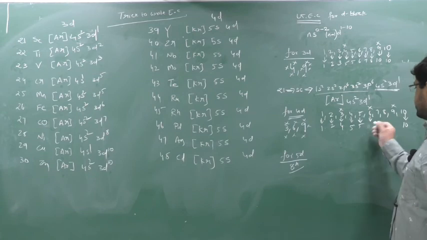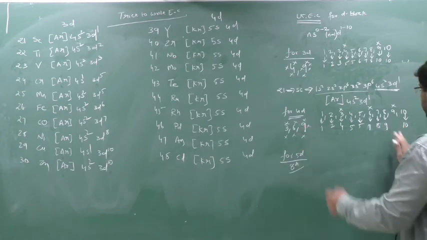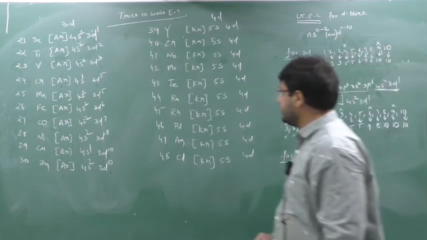6 should not be taken. So after 6 what will come? 7. 7 has come. Now what will come? 8. 8 has come. After 8, 9. But I should not write down here 9. No, 9 should not be taken. So instead of 9 what should I take? 10. Here 9 should not be taken. 10. So this is the simple trick here.